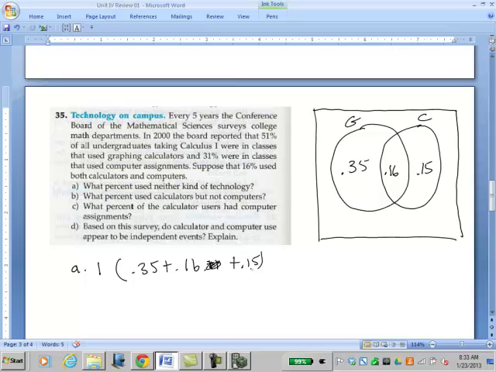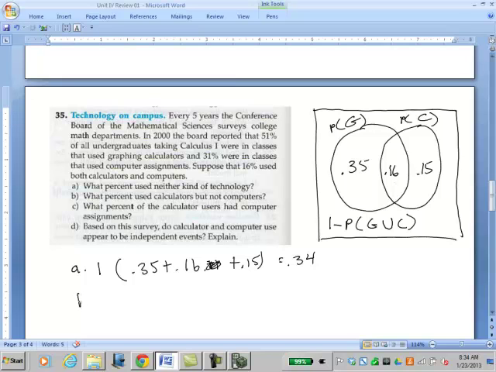Neither means the area outside the two circles of the graphing calculator and the computer. And this is going to be 0.34. So the probability of neither is 1 minus the probability of G or C. In other words, these three numbers added together is 0.51 plus 0.31 minus 0.16, right? Okay. B, what percent use calculators but not computers?